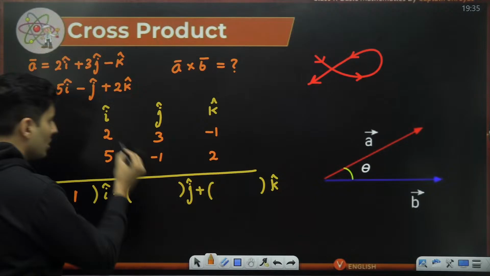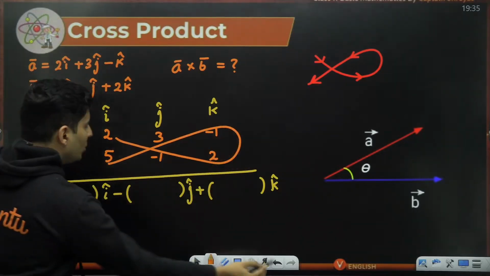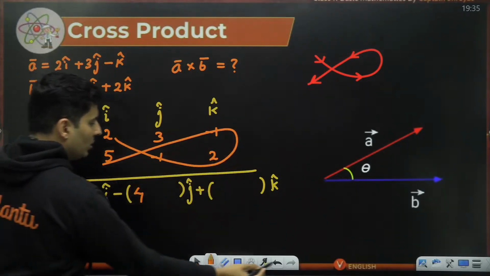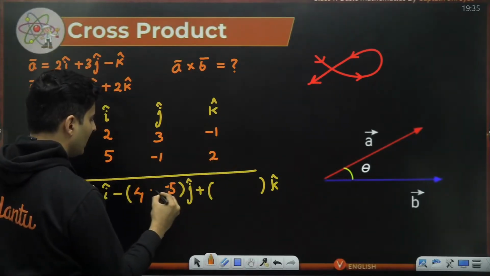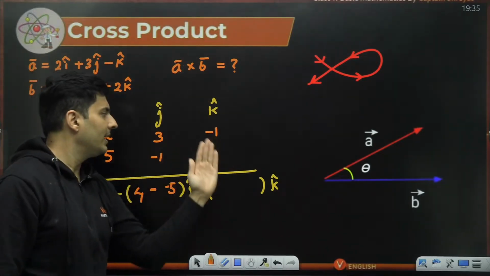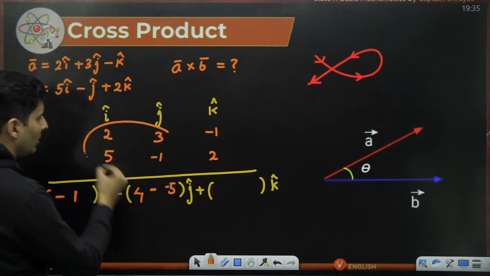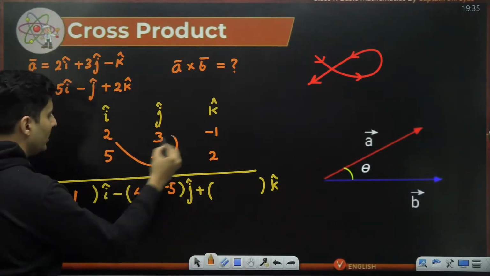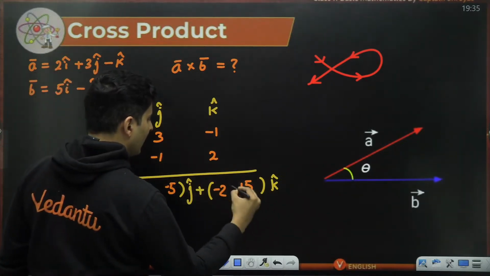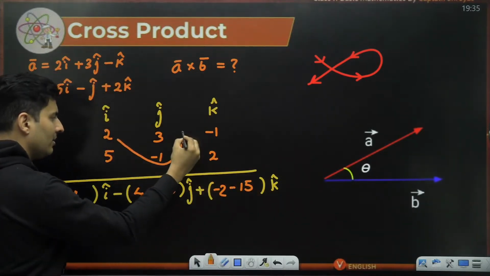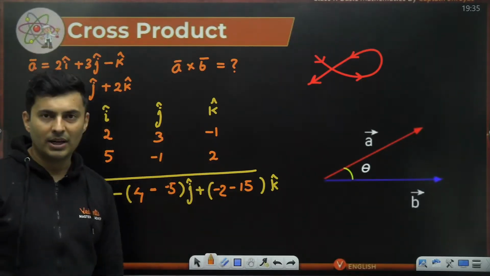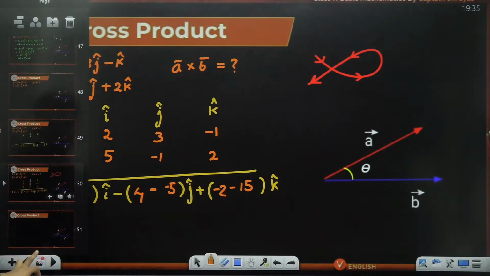So what will you do? 2 into 2 is nothing but 4. Minus 1 into 5 is nothing but minus 5. And put a minus sign over here. For K cap, similarly, forget this column, forget this row, just concentrate on these numbers. So 2 into minus 1 is minus 2, 3 into 5 is 15, okay? And always subtract them.